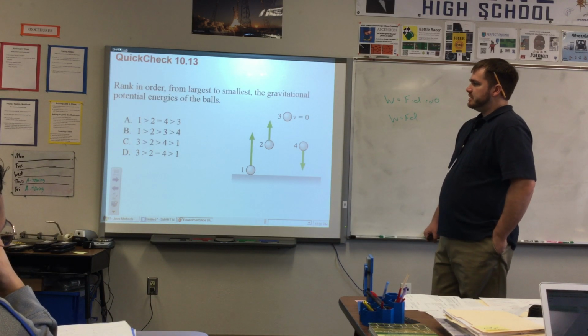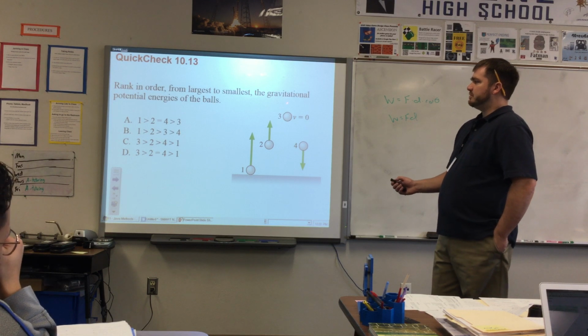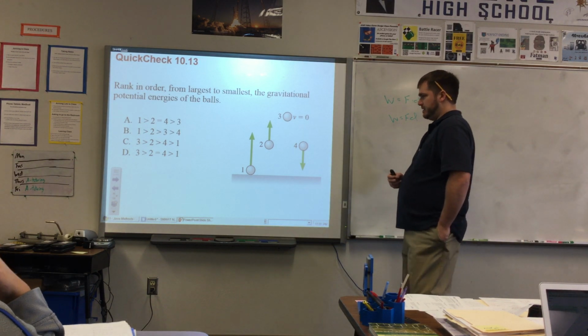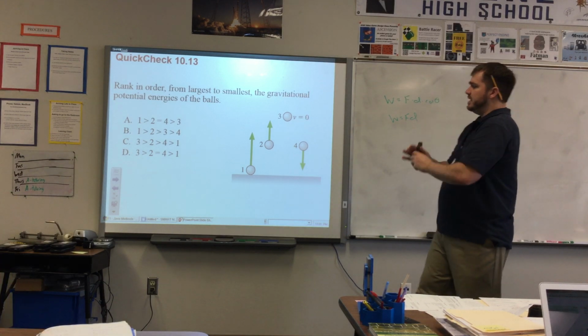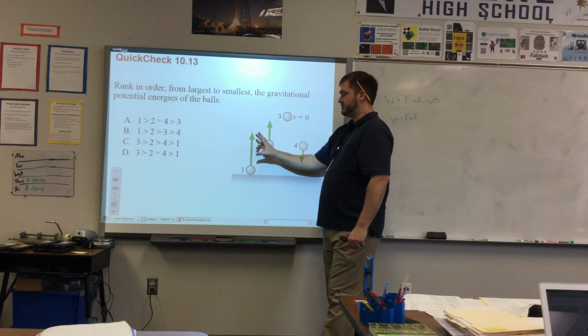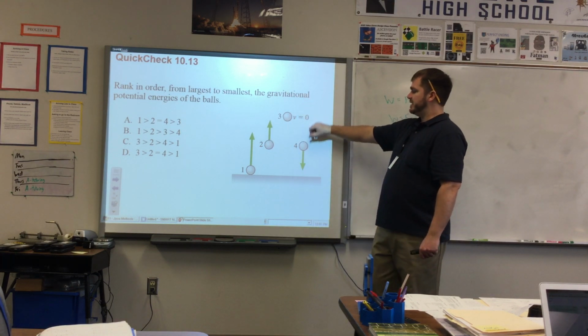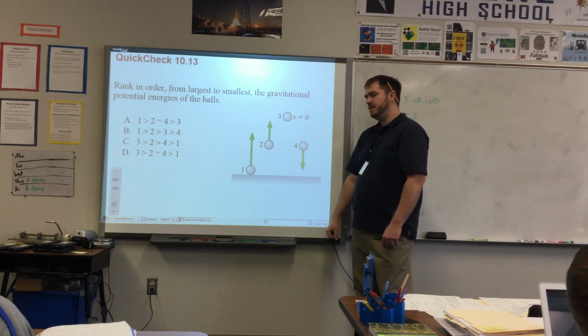So let's talk about this. Rank in order from largest to smallest the gravitational potential energy of these balls. Are we saying in this instant? At this moment of time, right? This one has a velocity going up that's really large. This one has a velocity going up that's large. This one has zero velocity. This one's falling down, okay?